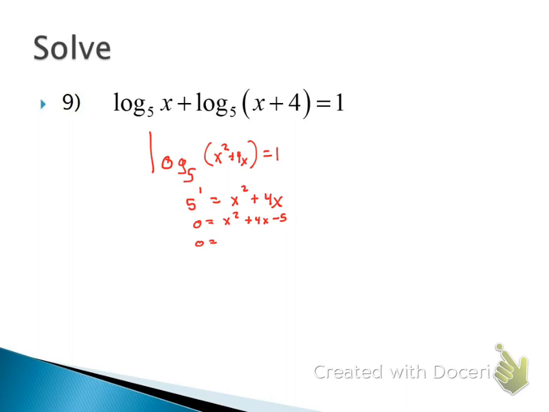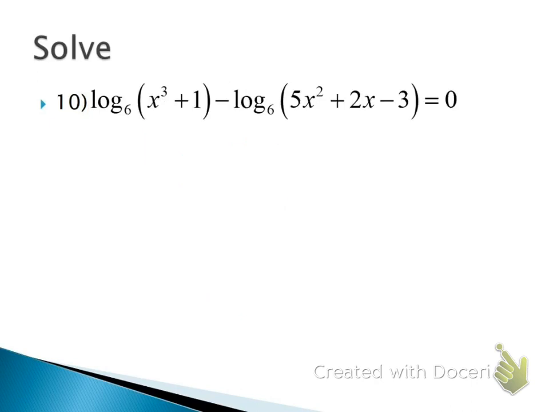Ms. Westel, what will that factor into? X plus 5, x minus 1. Very good. So x equals negative 5 and 1. Which of these is no good? You can't have log of a negative 5. Get rid of it. So x equals 1. Okay. We're getting the hang of it.